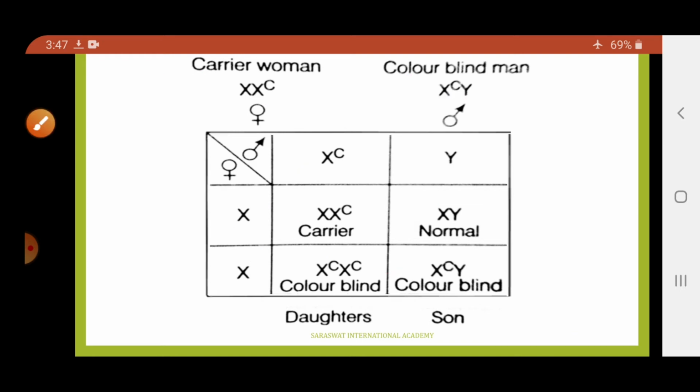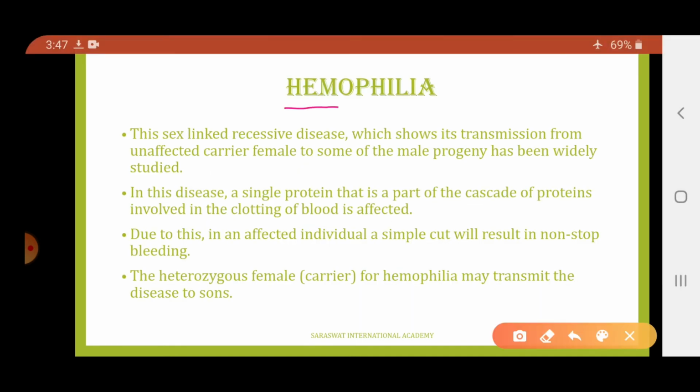Now students, the next is hemophilia. Again, the inheritance pattern is the same as that of color blindness. It is also a sex-linked recessive disorder where the genes are located on the X chromosome. So, normally a female will act as a carrier of the disease and the males may have the disease. Now students, in this condition, the females normally won't have the disease. They will always act as the carrier of the disease.